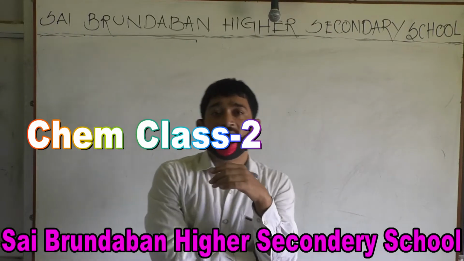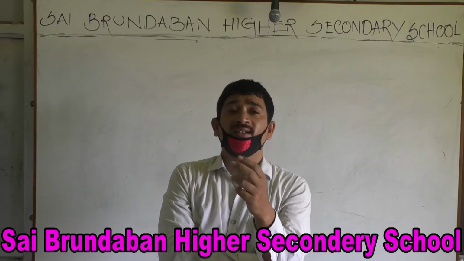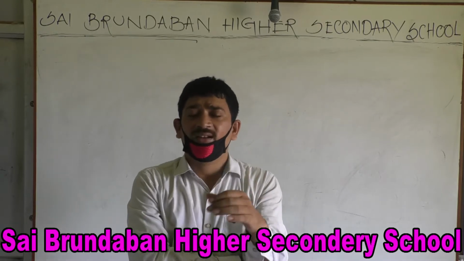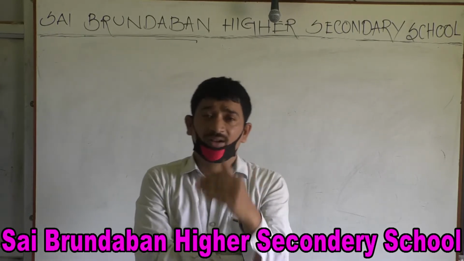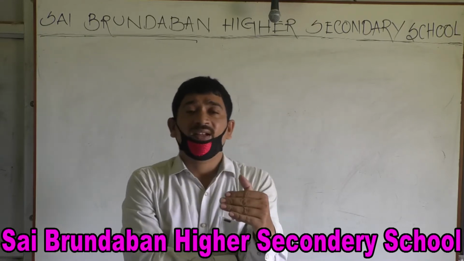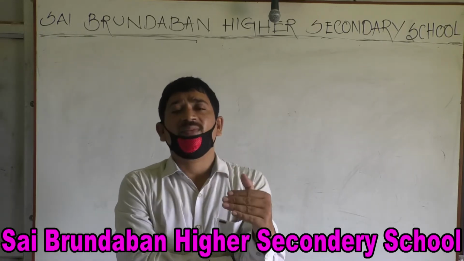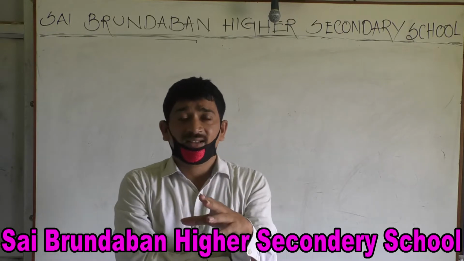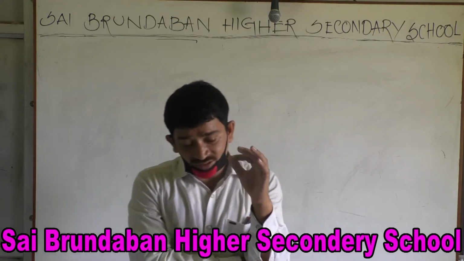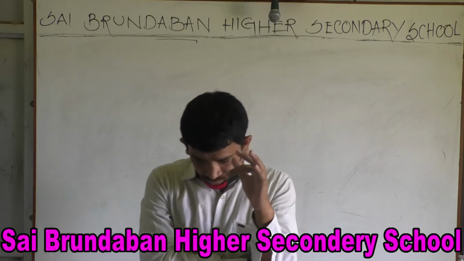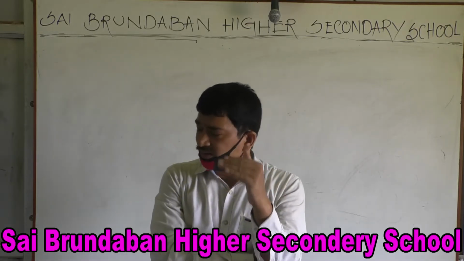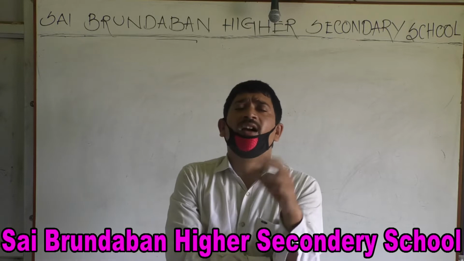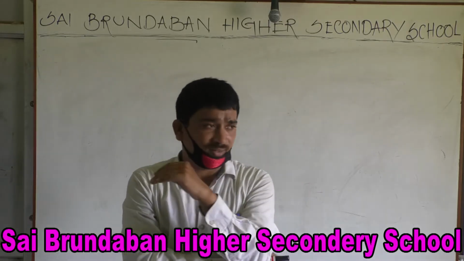So dear students, we have discussed chemical kinetics in the last two classes. First, different types of reaction: instantaneous reaction, slow reaction, moderate reaction. After that, rate of reaction and its mathematical expression, average rate, instantaneous rate, rate law, rate constant, rate equation, characteristics of rate constant, and factors affecting rate of reaction.